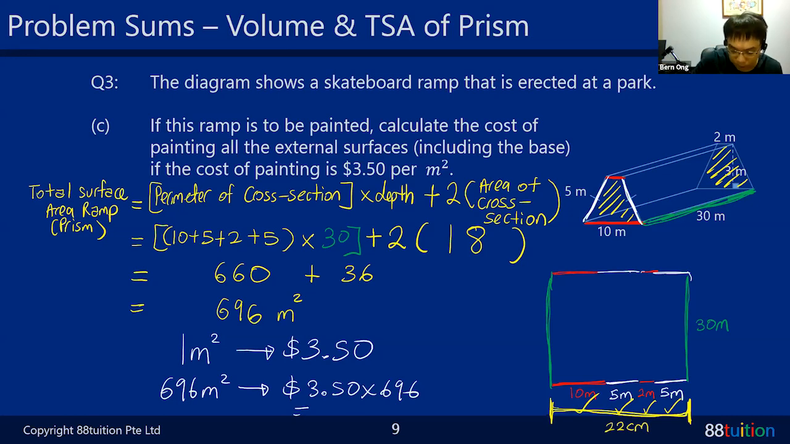So the answer here will be $2,436. Correct. Can you see? Okay, so that is how you do it. Right? You must understand a little bit of the prism. I think it's important.